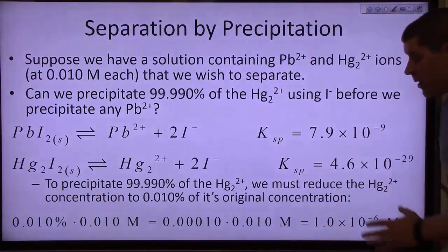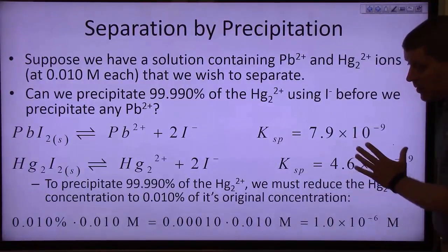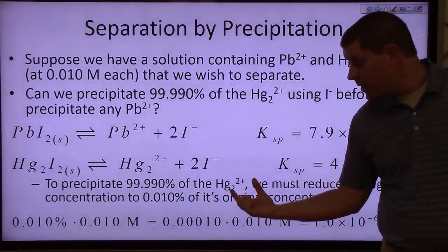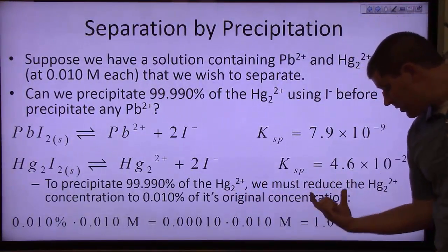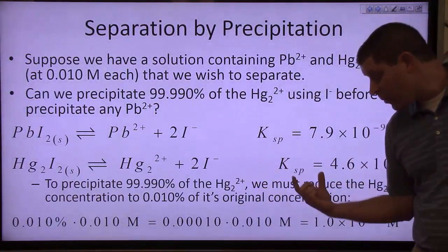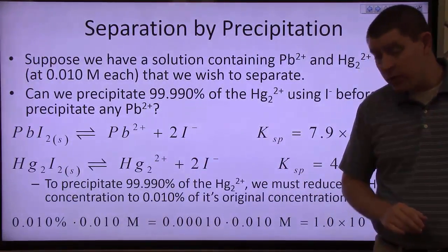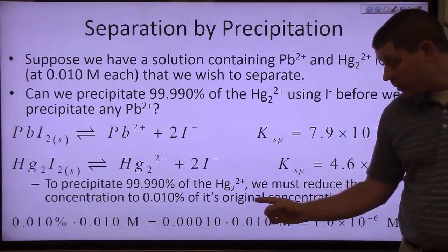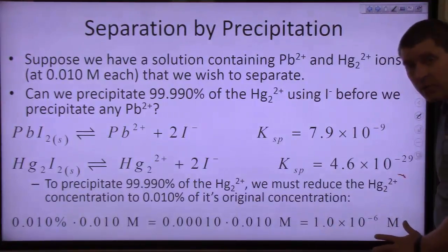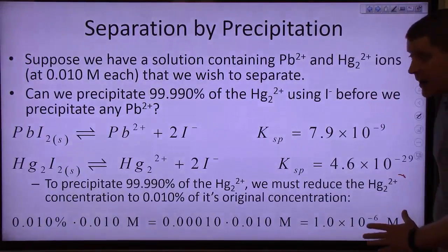So this is only going to work because the values of our KSPs are so very different. We've got 20 orders of magnitude between our two values for KSP. So to precipitate 99.990% of our mercury 1 ions, we must reduce the mercury 1 ion concentration to 0.010% of its original concentration. So 0.010% times 0.010 molar is 0.00010 times 0.010 molar, or 1 times 10 to the minus 6 molar. So that's the concentration that we have to get our mercury ions down to without precipitating any of our lead.